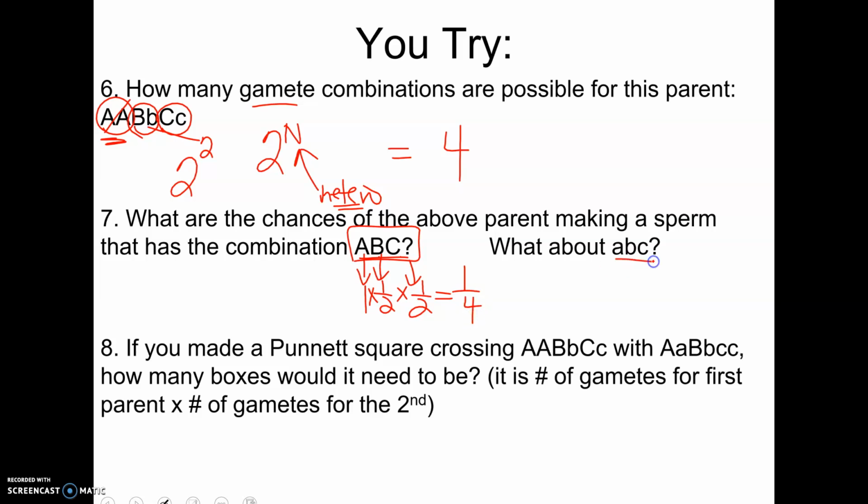What about little a, little b, little c? This is a trick question. Notice that the parent is big A, big A. So the chance of making little a in a sperm or egg is, it's not possible. So your whole answer just becomes 0.